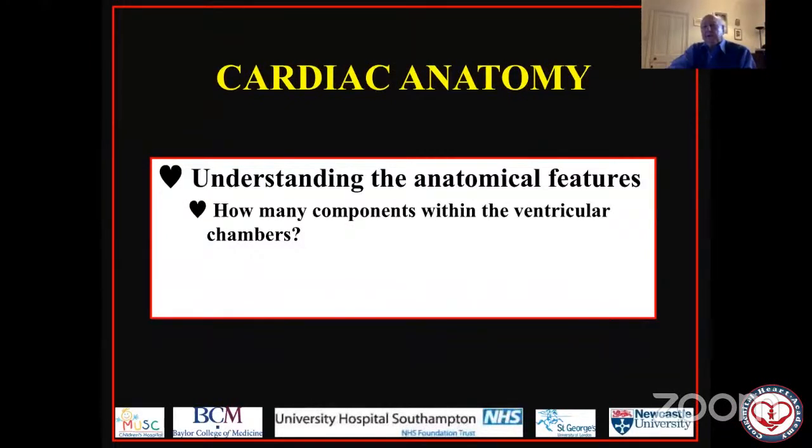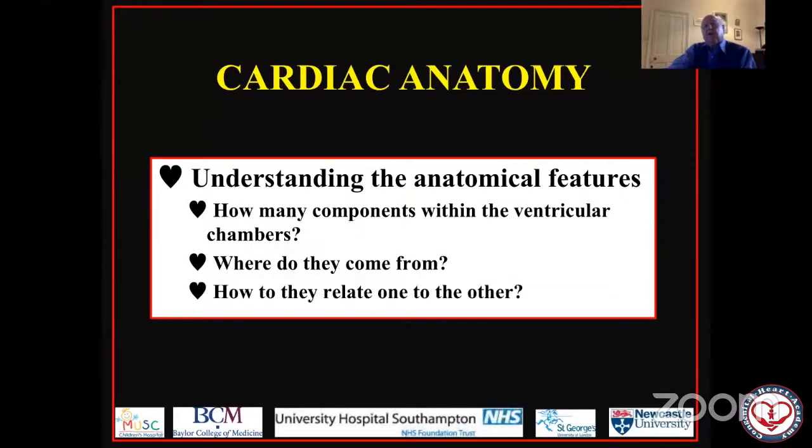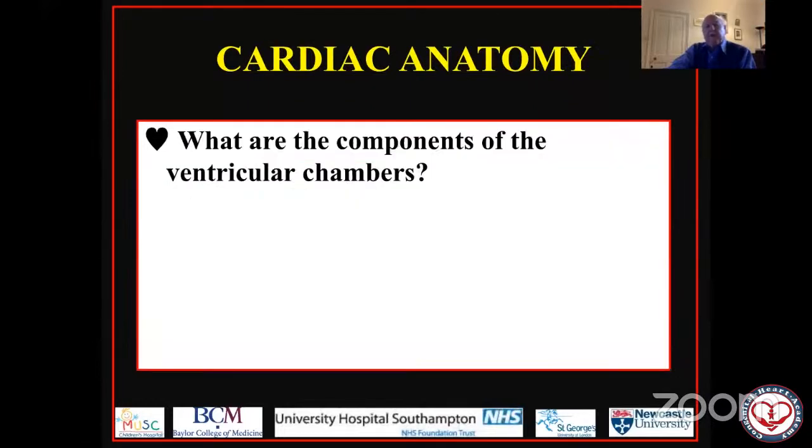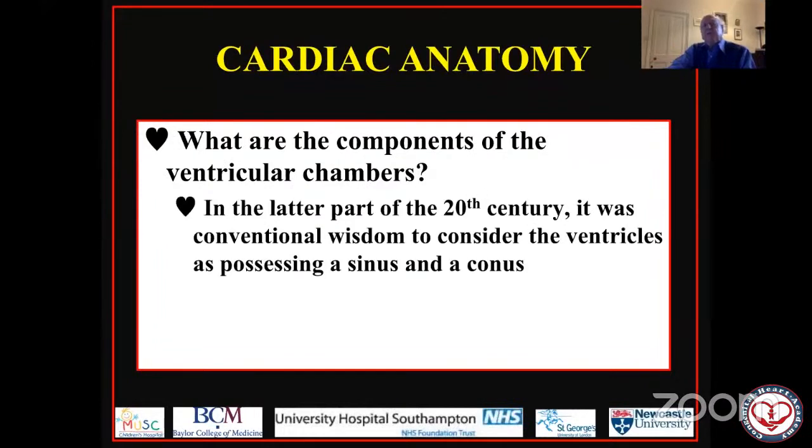So in order to understand topology, first of all, we must work out how many components there are within each of those ventricular chambers. Now, you will all be aware that I've been doing this for quite some time now. And only recently have we begun to look, where do these components come from? Today, we're going to look at how they relate to each other. But what are those components?